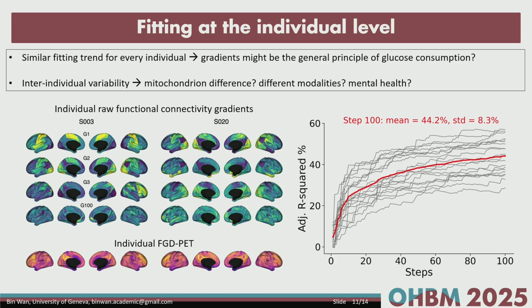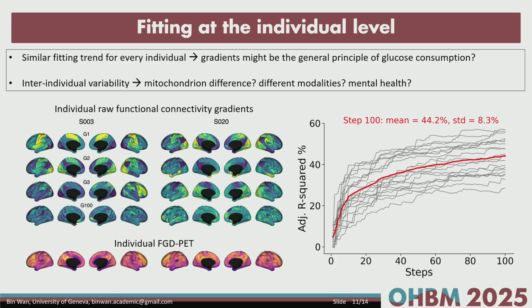And this is all based on group level results, and we want to find whether this kind of fitting can be generalized to different individuals. So here we also perform individual fitting, and we use the raw gradients. If you know the approach of gradients, we usually use the aligned gradients to make individuals comparable to do case control comparisons.